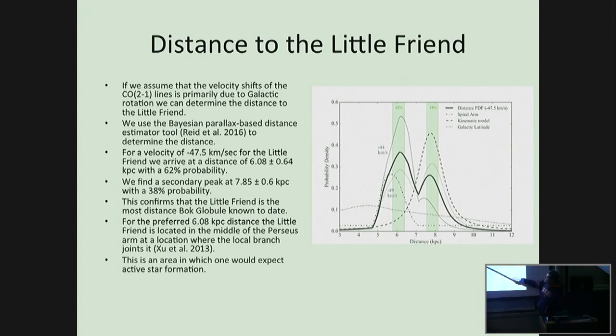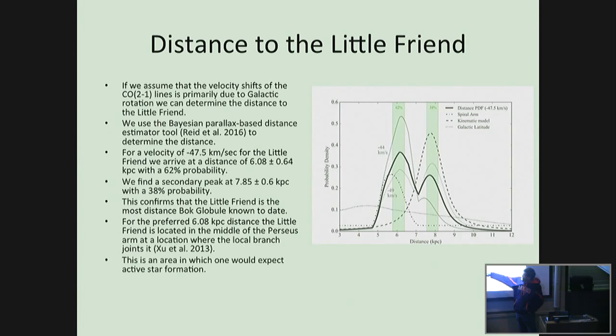What you get is a probability density curve with 2 peaks. The 2 lighter gray peaks here are at minus 44 and minus 49, the range at which we see CO. From the 2 peaks, we get the most probable peak at 6.08 plus or minus 0.64 kiloparsecs with a 62% probability, and then a secondary peak at 7.85 plus or minus 0.6 kiloparsecs with a 38% probability. We take the first as the most probable distance.